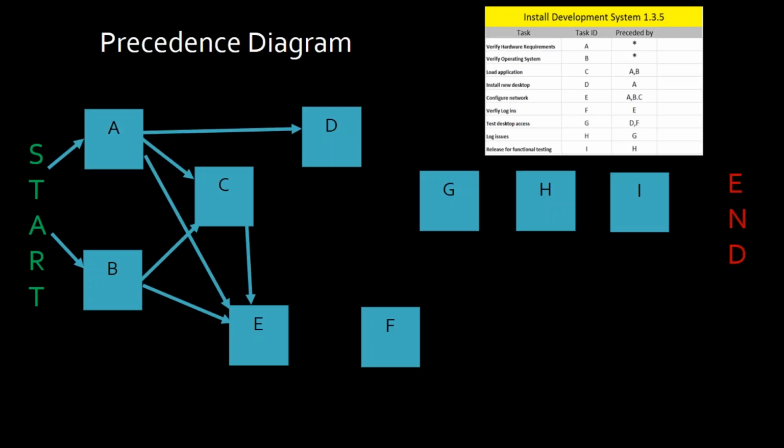Okay, so let's go to F. F is only waiting for E, correct? So that shows that. But G, if we're following it, folks, needs both D and F to be completed. H is only waiting for G. I is only waiting for H, and then we're done.